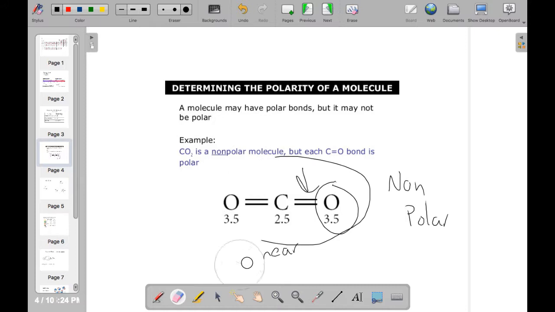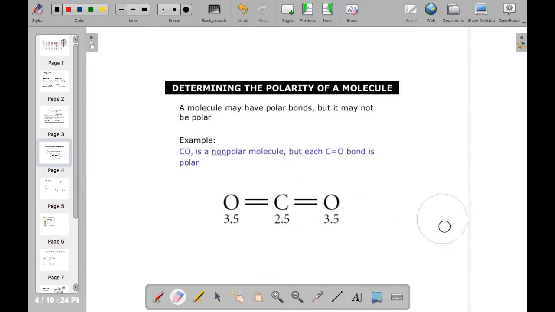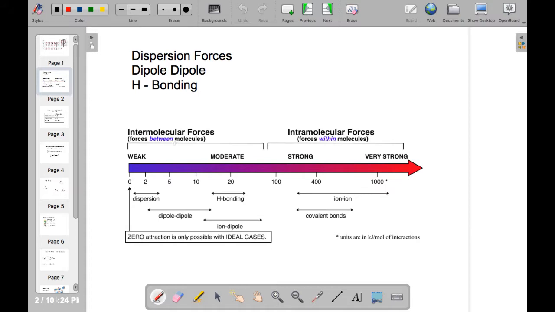Now, that leads us to the first intermolecular force that we are going to discuss. Let's look at our chart. There's three forces I want to talk about: dispersion forces, dipole-dipole, and hydrogen bonding. These are forces between molecules that keep molecules together. Intramolecular forces are inside of molecules. Notice how these intramolecular forces are very strong.